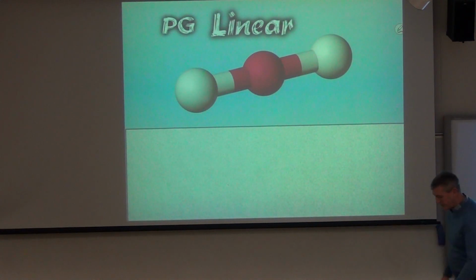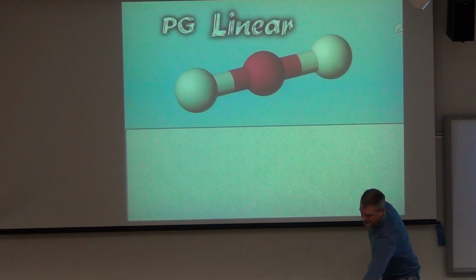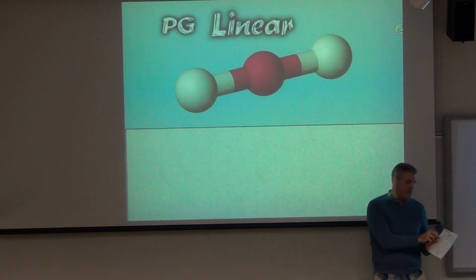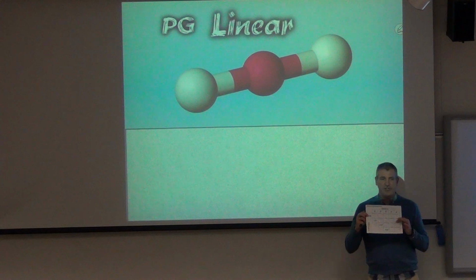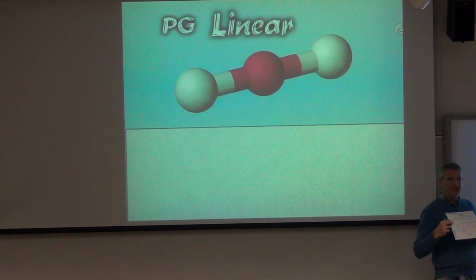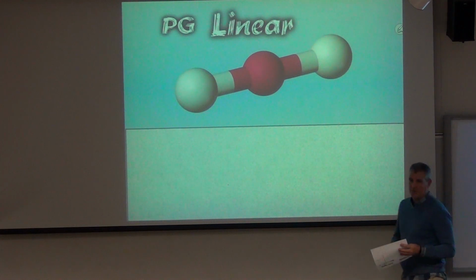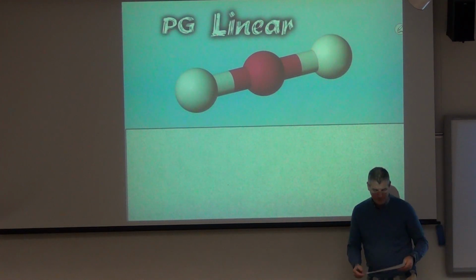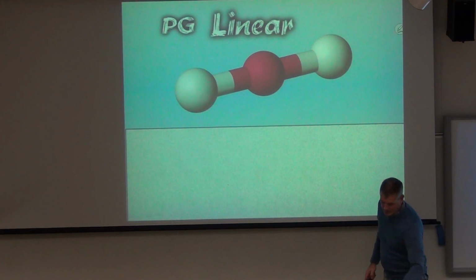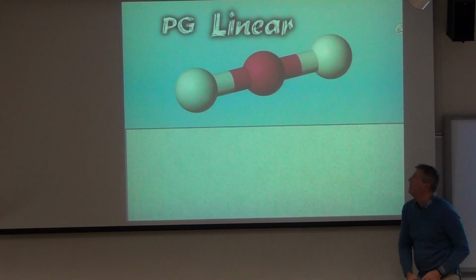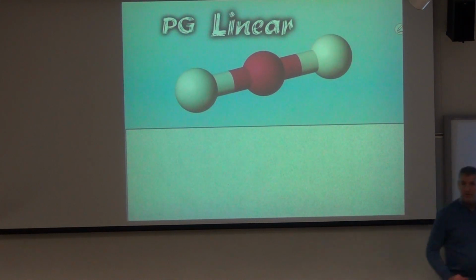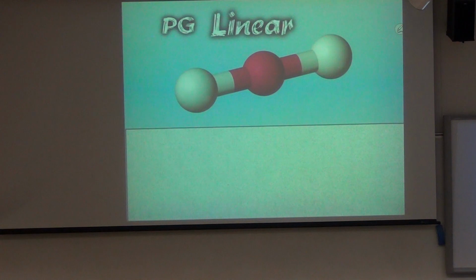So our first and simplest shape, when you see the letters off to the left, PG, that PG stands for parent geometry. And our simplest one is steric number 2, where we've got 2 electron clouds.